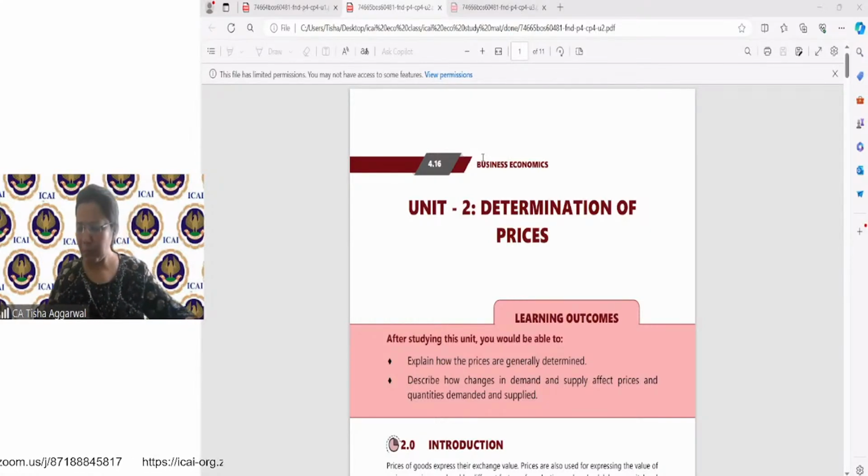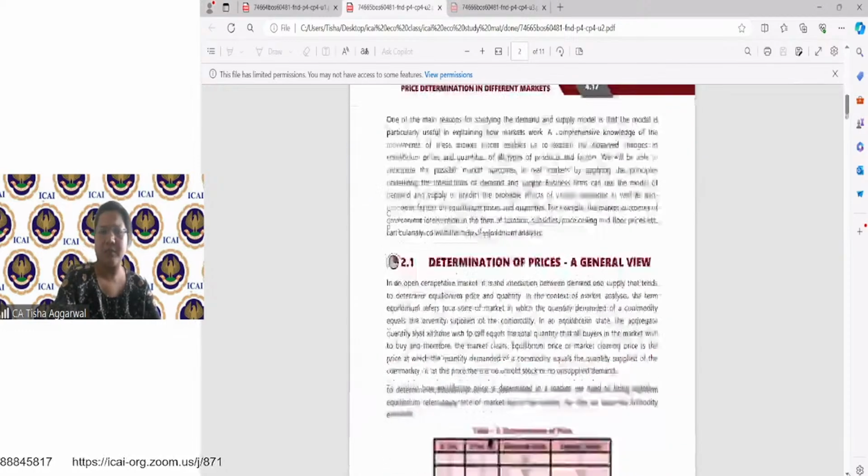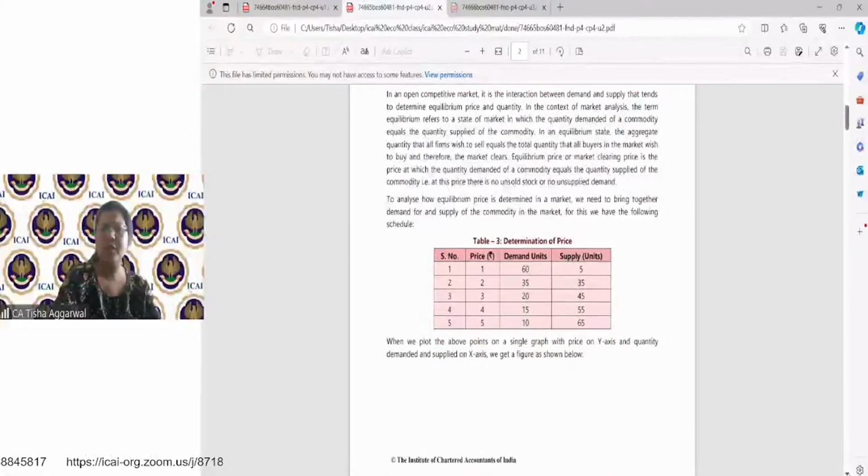Okay. Now, how do we determine the price? I told you in the last class also, when we discussed demand and supply, that market not only works from the demand perspective, neither does it work only from the supply perspective. It is both demand and supply that works. Okay. So if it works from both, let's see how it goes. So when I talk about determination of prices, look at this.